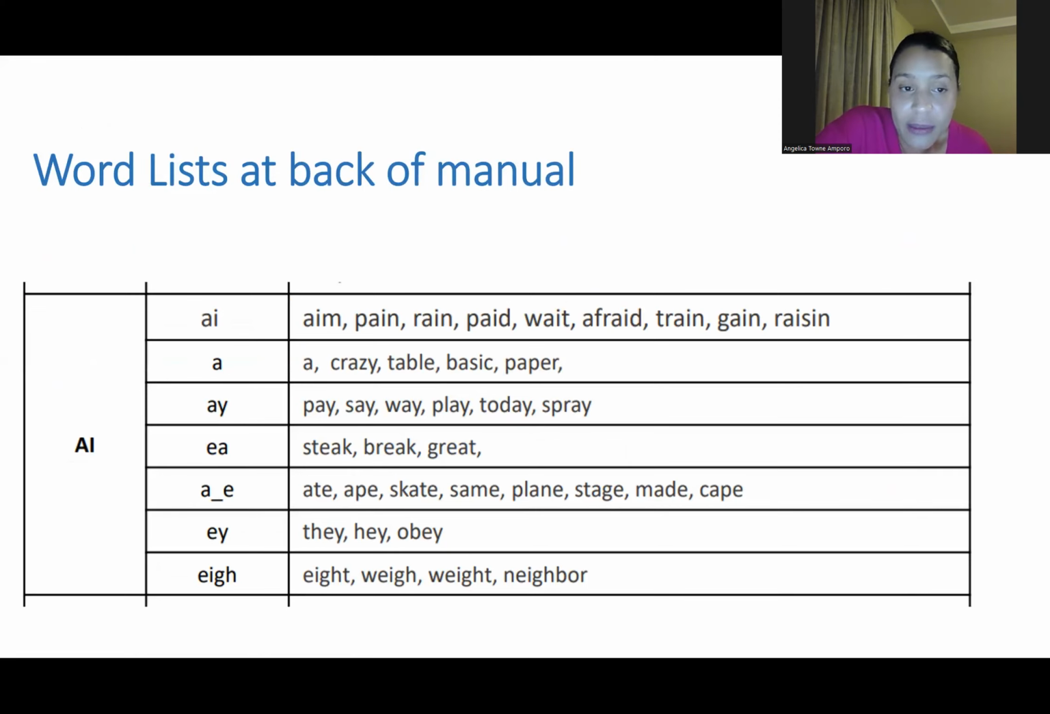And you'll also see at the back of your TaRL manual words that give you an example of when this is happening, right? And you can start to see some patterns. For example, AI spells the sound A usually at the beginning or in the middle of a word, versus AY is usually used to spell the sound A when A comes at the end of a word, like today or spray or way, right? You're not going to spell that W-A-I to spell way. You're going to spell it W-A-Y.